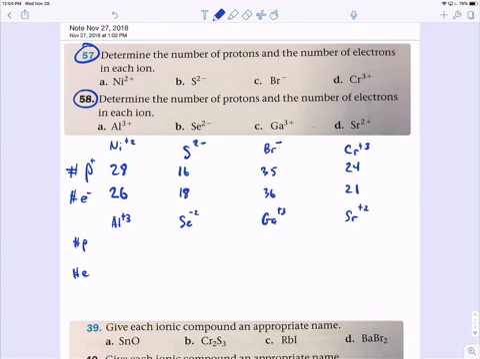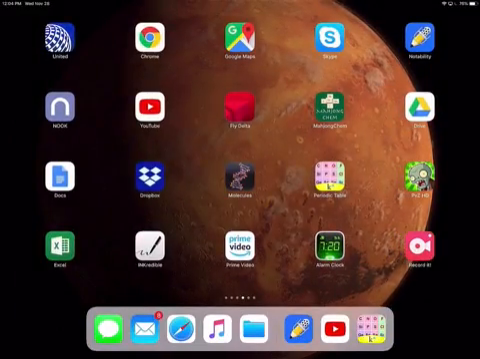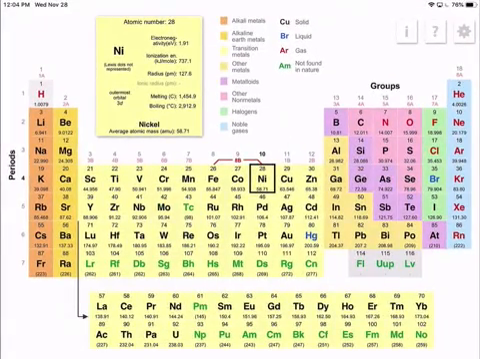I know, I like to put the positive sign first. Okay, so we're looking at aluminum. Can you find aluminum, first of all, in the periodic table? So what number is it? How many protons are there? 13, yeah. So you get that, it's the top number.